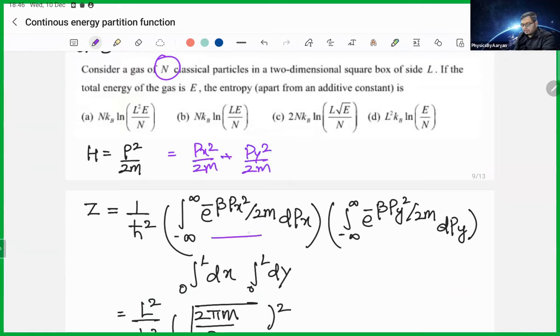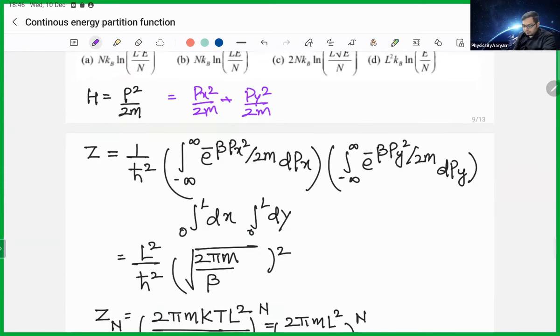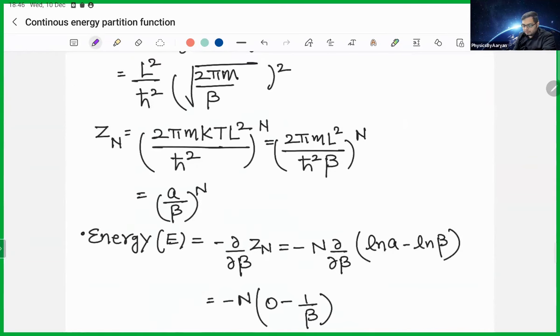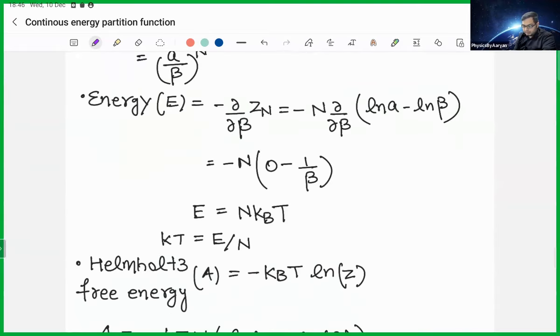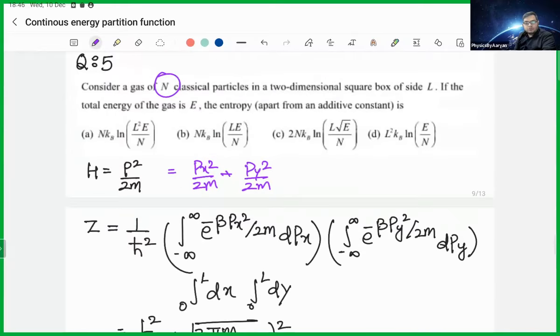So I can split my integral into dpx square by dpy square and then dx and then dy. Okay? And then I solve this out. All of you can solve this out, and then I got it. So now they are asking you the question in terms of energy, although they are not asking the energy directly.